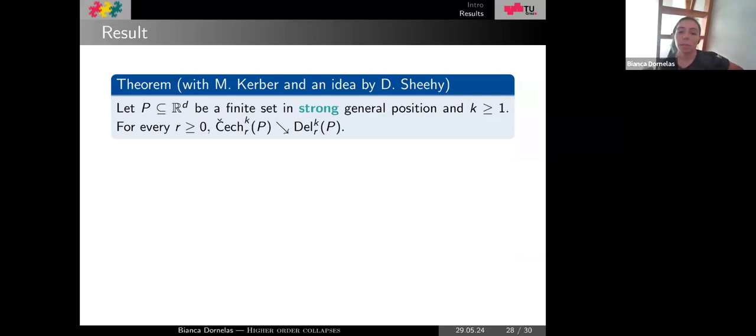So we did manage to show this theorem that if we do have a set of sites in any dimension that is in a strong general position, and then for any order, so again, k is the order, we can collapse the higher order Čech to the higher order Delaunay complex.